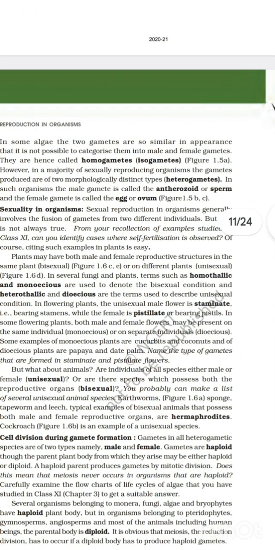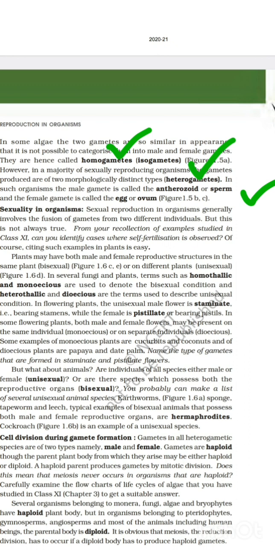In some algae, two gametes are so similar in appearance that it is not possible to categorize them into male and female gametes. They are known as homogametes or isogametes. But sometimes they are morphologically distinct, known as heterogametes. In such organisms, the male gamete is called antherozoid or sperm, and the female gamete is called egg cell or ovum.